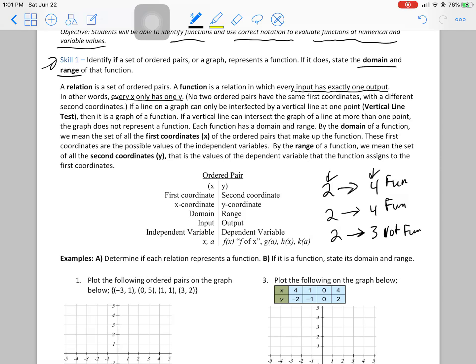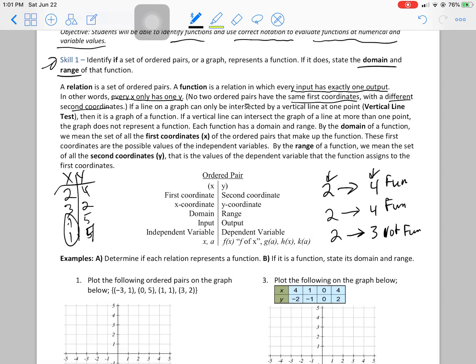Another way to say that is no two ordered pairs have the same first coordinate with a different second. Okay? So if you're looking at a list of ordered pairs, you have a 2 is a 4, and a 3 is a 2, and a 1 is a whatever. Okay? So they have different x's. If you have a repeat x, if 1 is 5, then 1 on there again has to be 5 for it to be a function. If 1 is another number, then this is not a function. Okay? So you have to pay attention if there's any repeats in the x's.